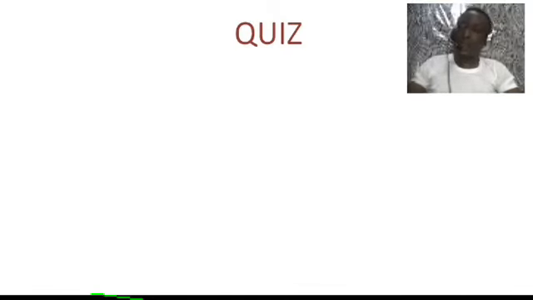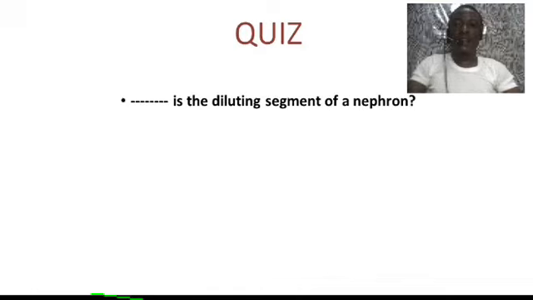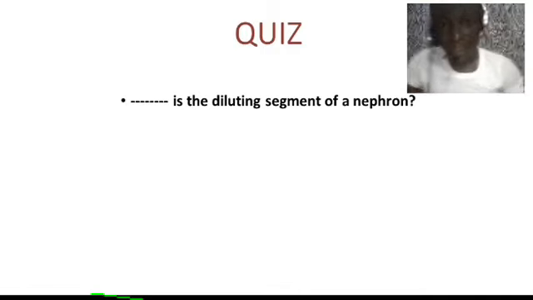We have come to the end of today's lecture, and normally I give quizzes or assignments after my lectures. So I'll just give you a little quiz to do. The first one is: dash is the diluting segment of a nephron. So you just fill in the gap.